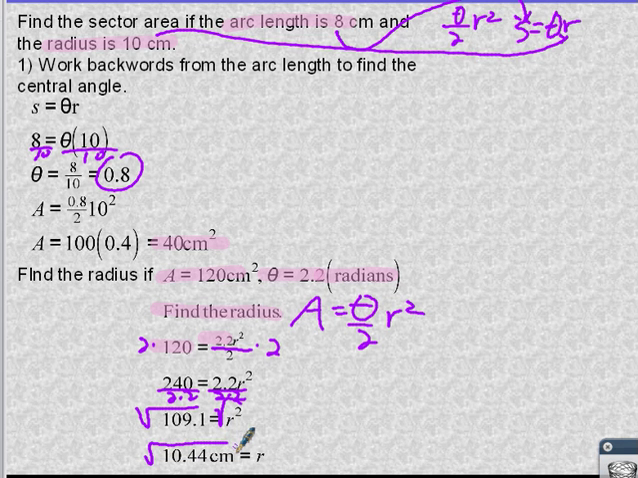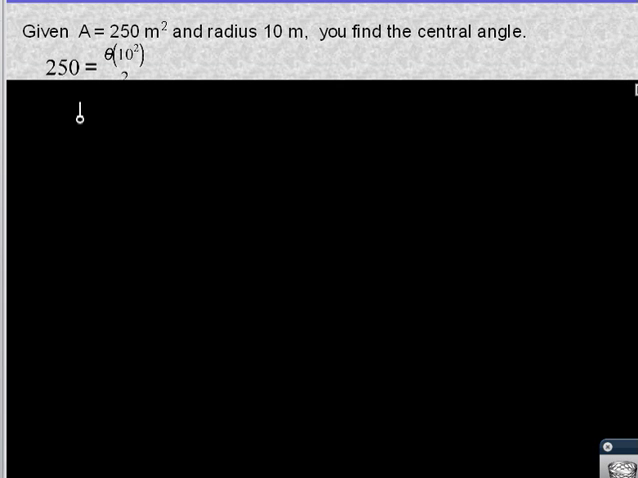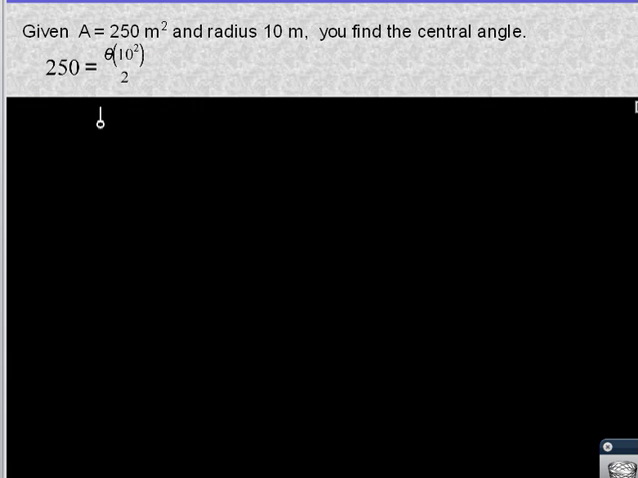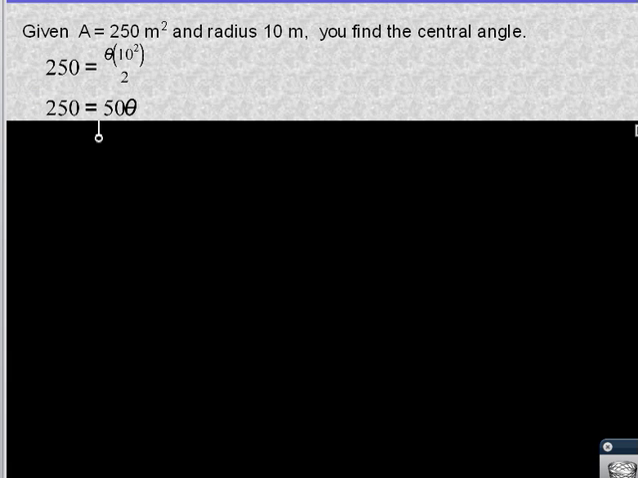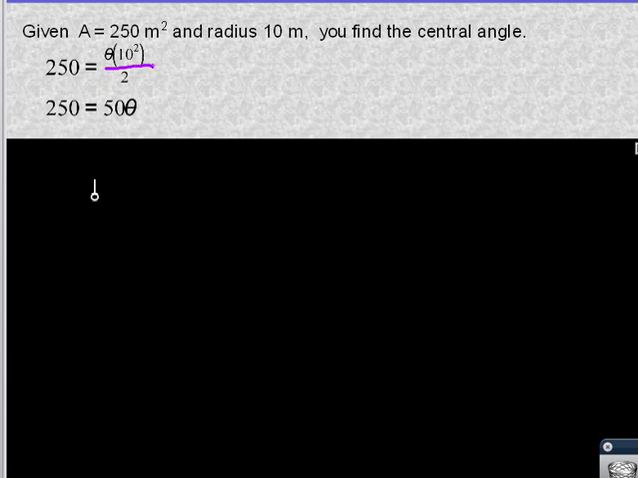Okay, now I think I have one for you to try. Given the sector area is 250 meters squared and the radius is 10, you should find the central angle. Go ahead and try that. The solution is going to be revealed as I get on to the next section.